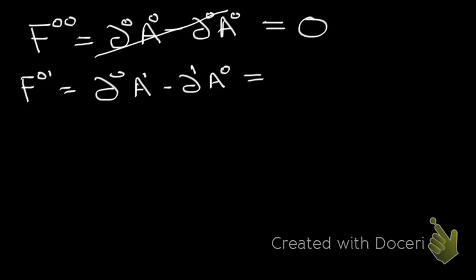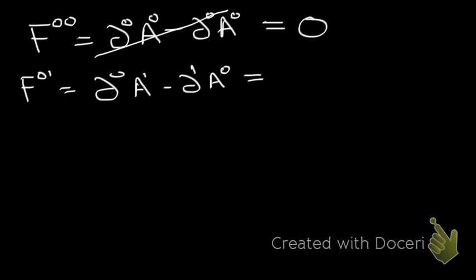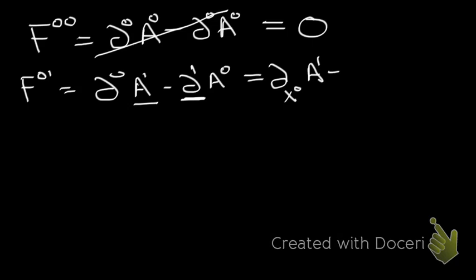So if you go back over here, from this expression, what is your partial 0, where alpha is equal to 0? That is simply the partial with respect to x0. So here I would have my partial with respect to x0 of A1, minus partial 1. What's that? That is simply the negative gradient, and a gradient is a vector, so it would be in x, y, and z. So I would have here my partial x1, and A0.